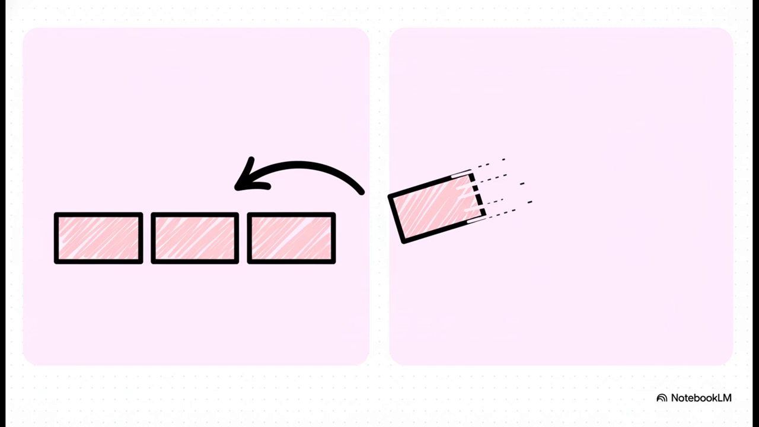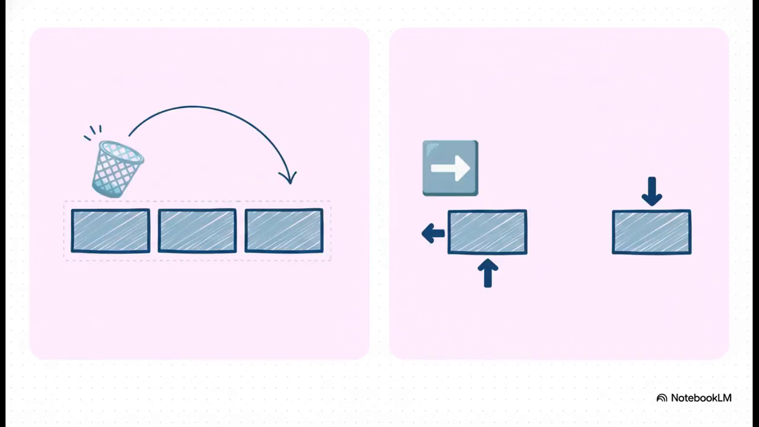Done. And what's the opposite of push? That would be pop. As you can probably guess, it just removes the very last item from the array. So here, rabbit gets popped right off the end. Okay, so what if you want to remove something from the front of the list?